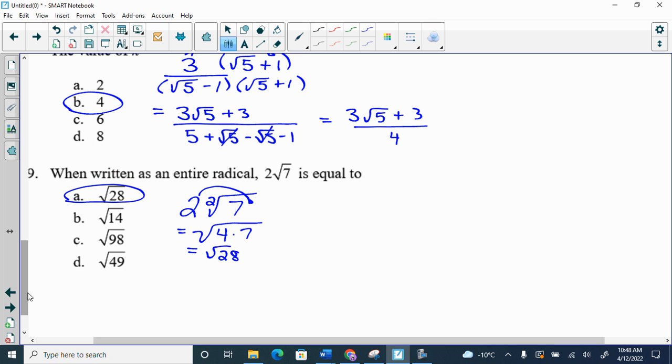I'll give you the next probably 10 minutes to get as far as you can through the rest, and we'll go through a bit more, and then we're going to do cosine law.